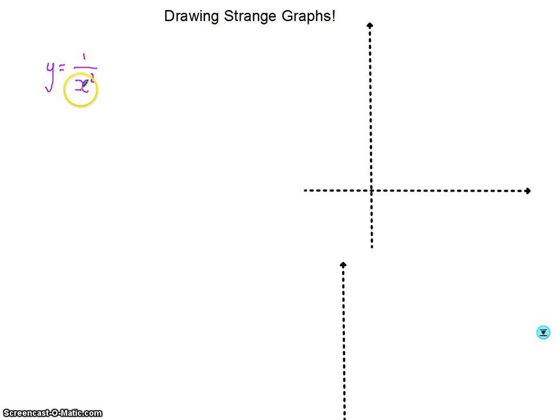Okay, and there's a couple of approaches you can take here. So this is a graph you're not sure what it looks like, right? You know what y equals x squared looks like, but 1 over x squared is something slightly different. Okay, so there's a couple of approaches.